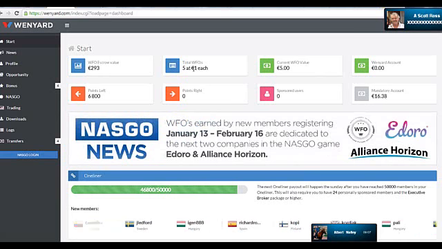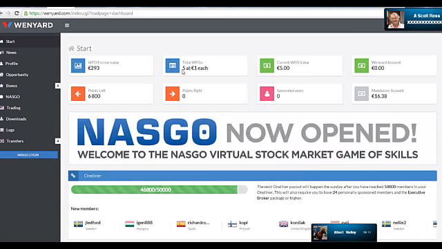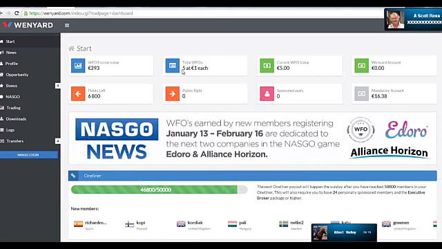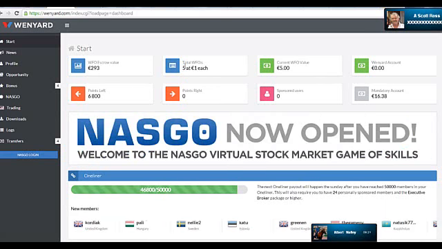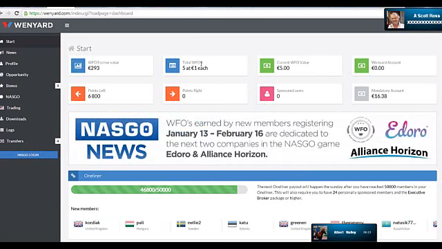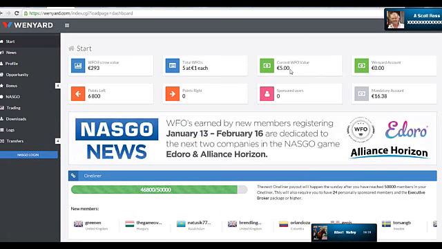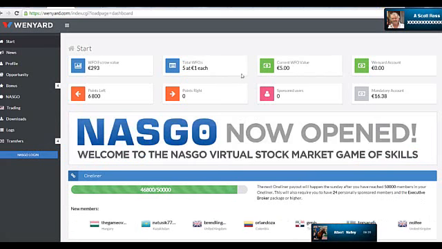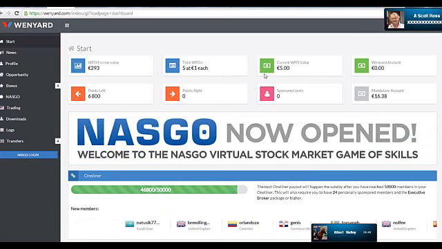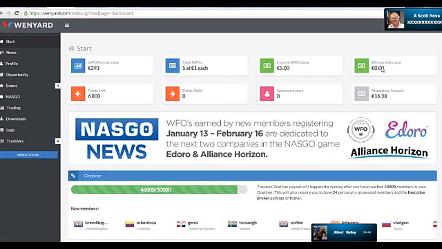Okay, now we have over here the WFOs. WFOs are actually stock options. They're going to be used at a later date. And when I say stock options, this stands for Wenyard Financial Options. And there are 5 in this box, and they're valued at 1 euro each. So this is where the WFOs are stored, and this is how much they're worth. Currently, a stock option is 1 euro each. That could go up or that could go down, depending on how the market works.